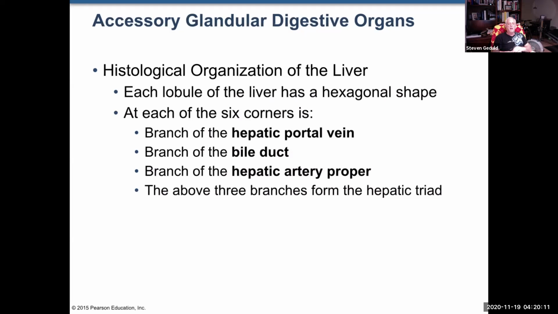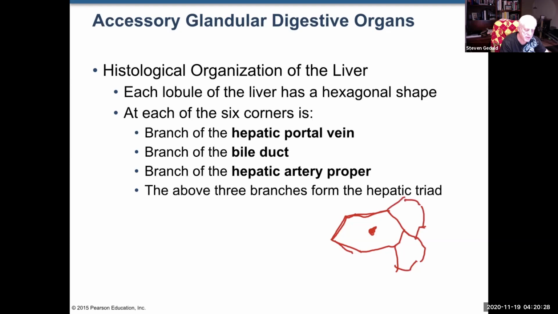So each of these lobules has a hexagonal shape. We just saw that. It was a hexagonal shape that went around with your central vein in the center. And then these are your septums, your dividing lines. And then there's the next one, and the next one, and so on. They just keep dividing into six-sided hexagons. And that's how the liver is lined up.